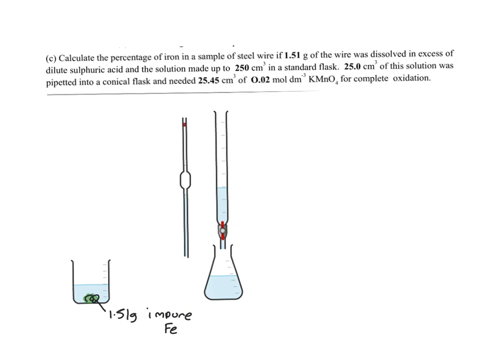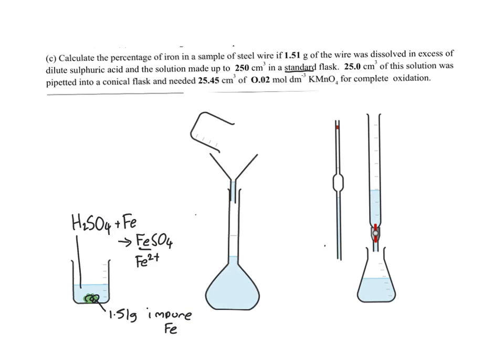We're dissolving that in an excess of sulfuric acid. So what is produced when the iron dissolves in the sulfuric acid? Well, the Fe gets converted into iron 2 sulfate, and that means the Fe has changed into Fe2+ ions. Now, the Fe2+ ions have been made up into a standard solution in a volumetric flask. We're making a standard solution of our Fe2+ ions in 250 centimetres cubed in our volumetric flask.